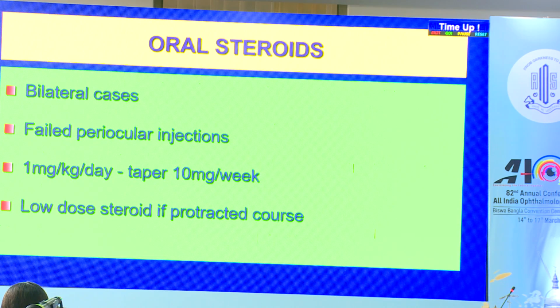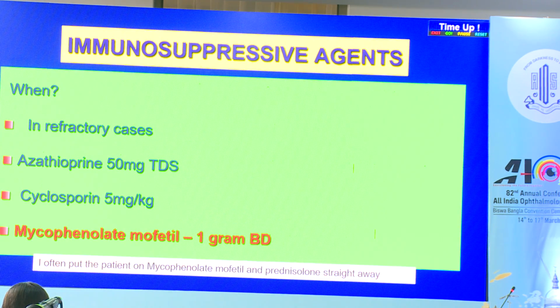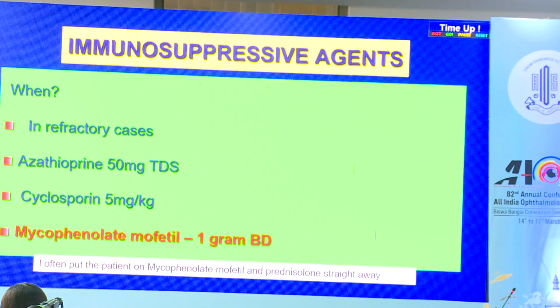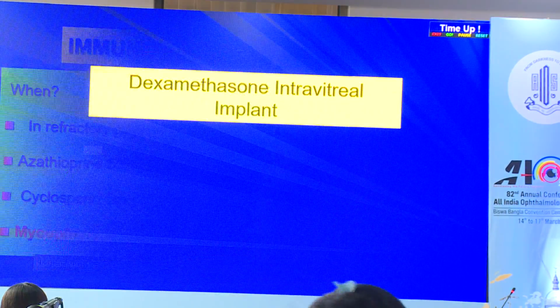After failed periocular injection, give 1 milligram per kilogram per day, tapering 10 milligrams per week or 5 milligrams later on. Use a low dose of steroid if the course is protracted. For immunosuppressive agents in refractory cases, I choose mycophenolate mofetil 1 gram BD, and one can use azathioprine 50 milligrams TDS. Cyclosporin is not that effective.